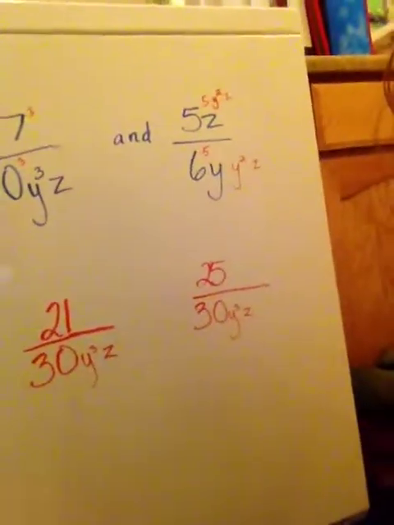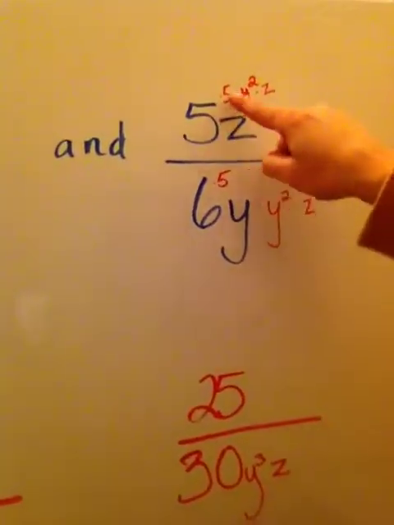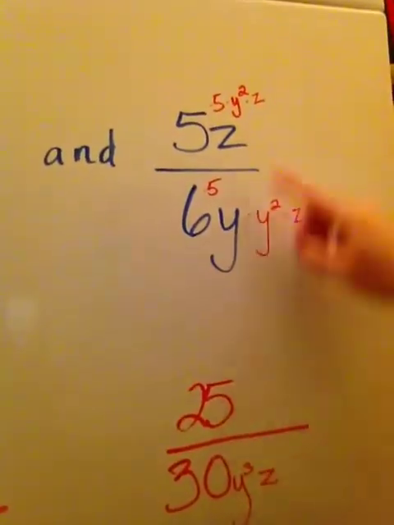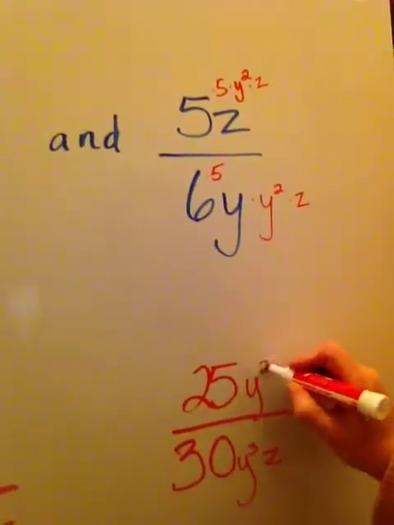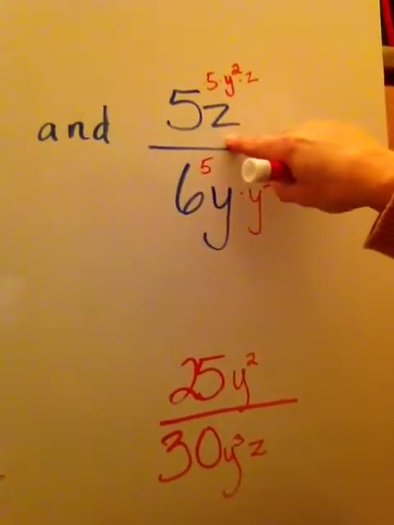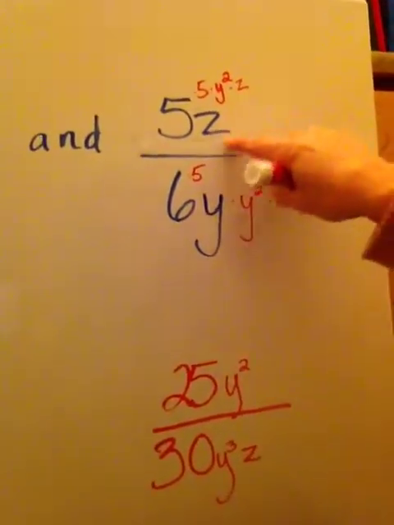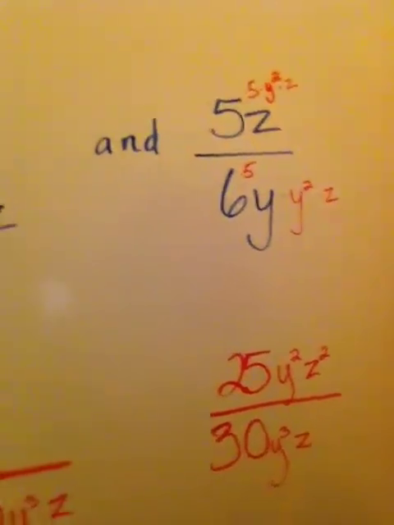Okay? So now upstairs, let me get a little closer so you can see this one. So now upstairs I've got 5 times 5, which gave me 25, times y squared. So I write my y squared, and times z times another z. There was already a z up there. Z times z, though, makes z squared. Okay, go over that a few times if you need to, or rewatch that a few times if you need to.